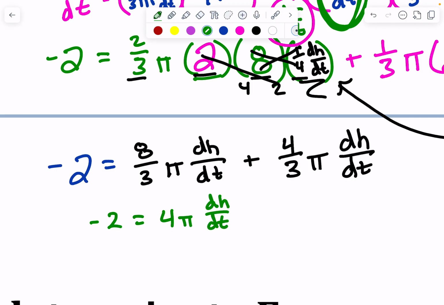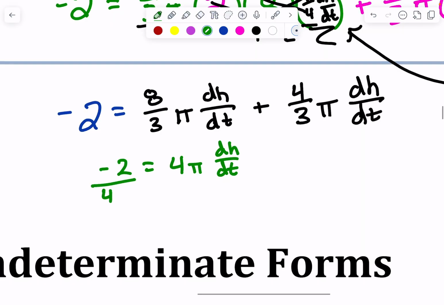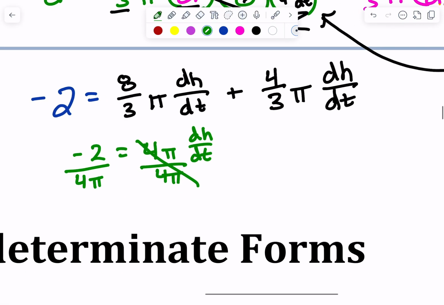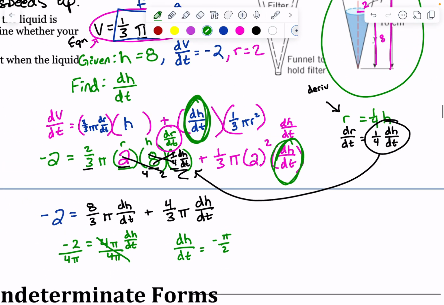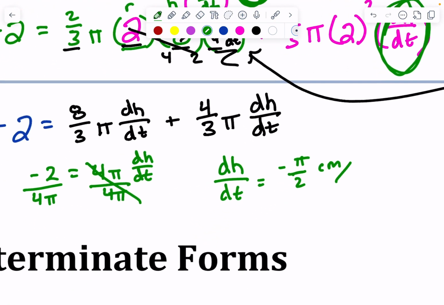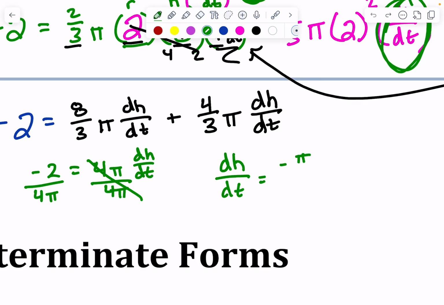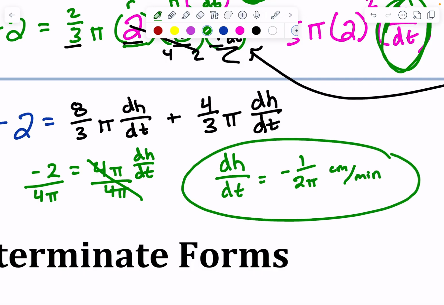Okay, how do I solve for dH/dt? Divide by 4 pi. Right? So dH/dt is changing at a rate of what? Negative pi over 2? Oh, wait. You're right. Pi is on the bottom. That's not right. It's -1 over 2 pi. Thank you for that. What are the units? Centimeters per minute? Sure.